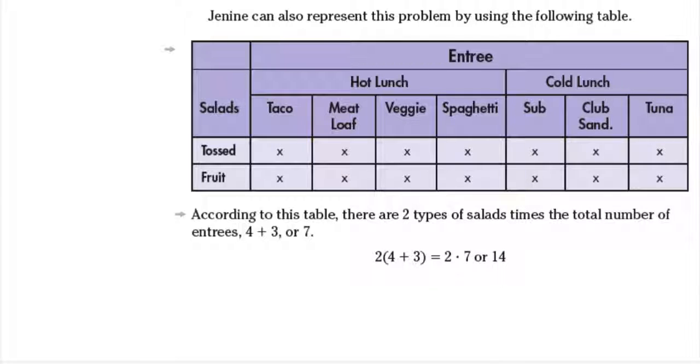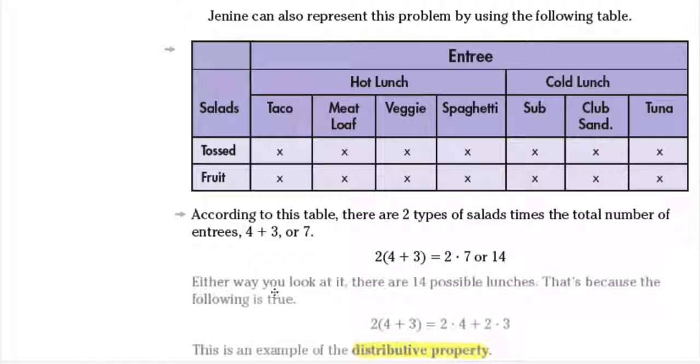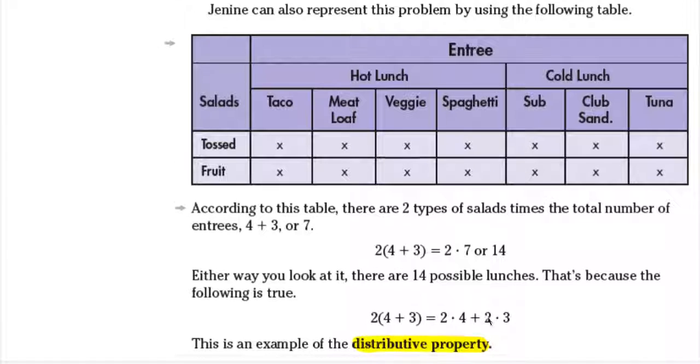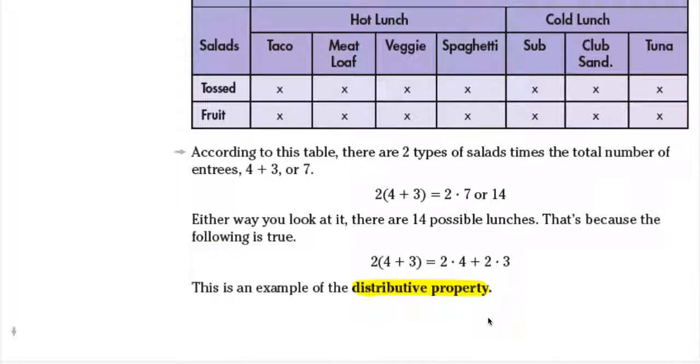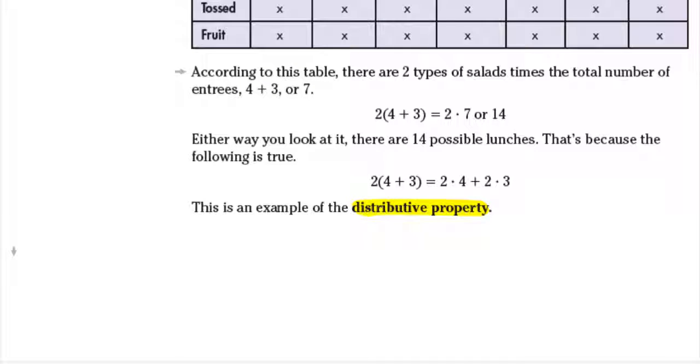Either way you look at it, there are 14 possible lunches. That's because the following is true: 2 times the quantity 4 plus 3 is equal to 2 times 4 plus 2 times 3. This is an example of the distributive property. Now why is this called the distributive property? We're going to talk about that soon too. But look how 2 has been distributed to 4 to make 2 times 4. And look at how 2 has been distributed to 3 to make 2 times 3.